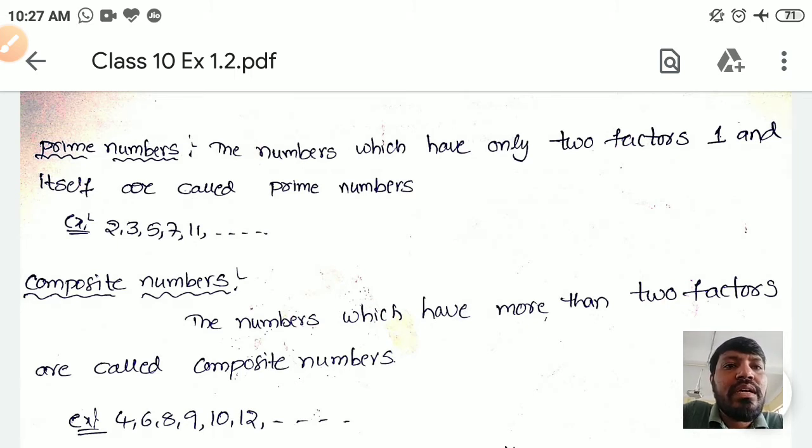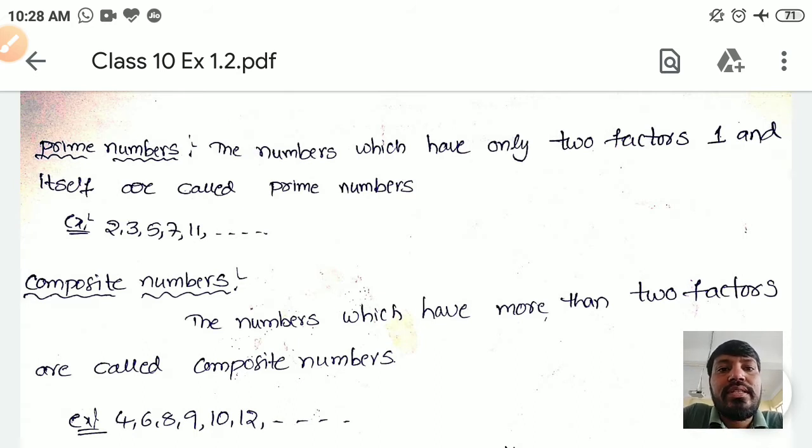Prime numbers are the numbers which have only two factors, one and itself, such as 2, 3, 5, 7, 11. What is meant by factors? The numbers which can divide the given number. Suppose you take 9: 1 can divide 9, 3 can divide 9, and 9 can divide 9. So 9 has 3 factors, and that's why it is not a prime number.